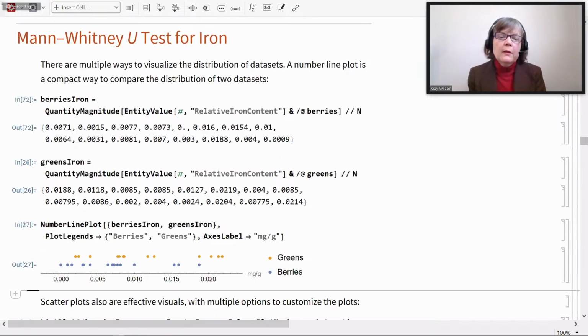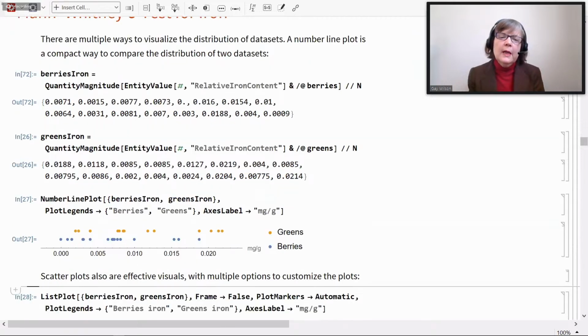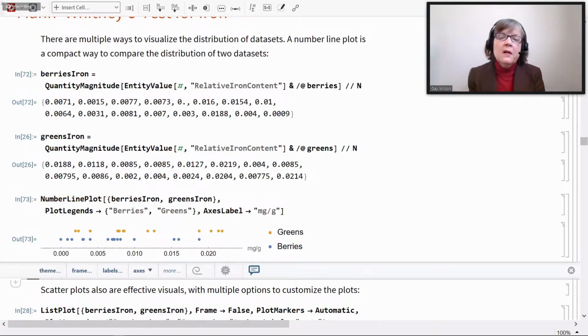Now, before we go in to run the test to check for significant difference, I wanted to show you some visualizations. I try to mix up my visualizations in the Wolfram language, and we've got a lot of them we can choose from, which is really great. I like this: if you don't have much space and you want something very succinct, the number line plot is a great little visual. And so you can see the spread there between the berries and greens just in terms of the distribution.